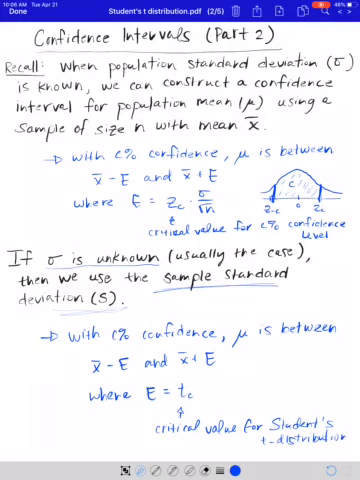But let's finish our formula. So we take this critical value and we multiply by, since we don't know sigma, instead we use our sample standard deviation, and then the denominator will still have the square root of n. Okay, let's take a look at this student's T distribution and see how we actually find this critical value.